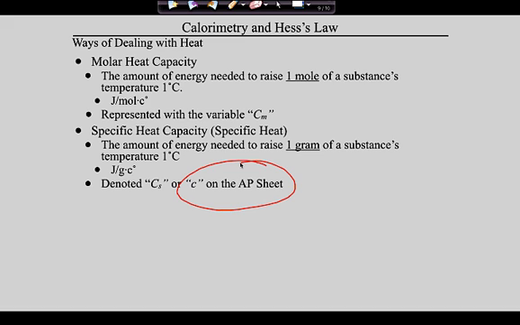Yeah? Is that a calorie though? No. Because we won't be using calories, we'll be using joules. And as a result, we don't have to draw the distinction.